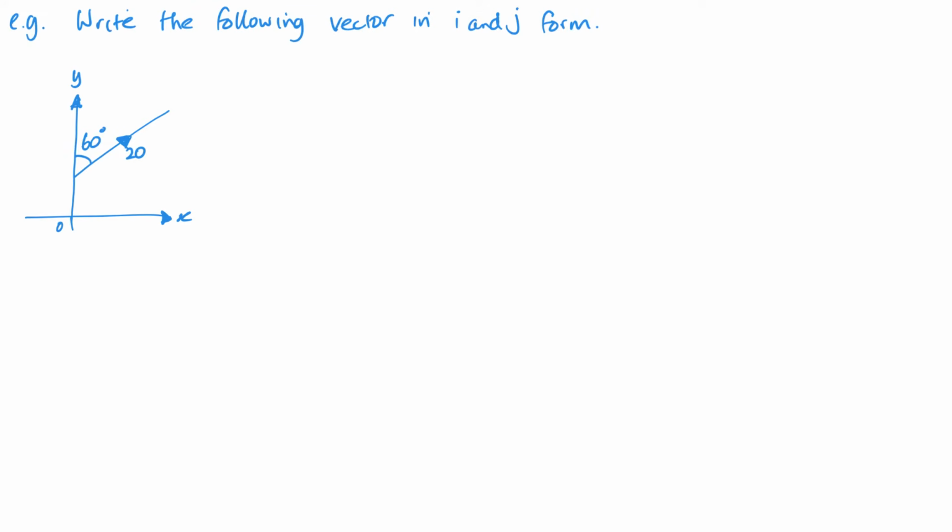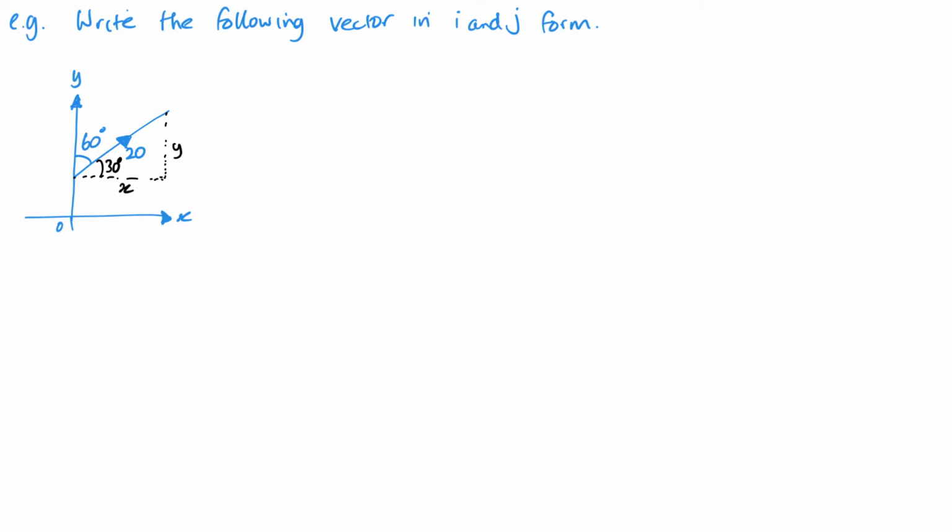Now, final example. Write the following vector in i and j form. So you can see here we've got this vector. I'm just going to put it in my horizontal and vertical. Now I prefer to turn it like that with that 30-degree angle, but equally I could have joined across here and used the 60-degree without any issues. Now this is obviously my x and my y.